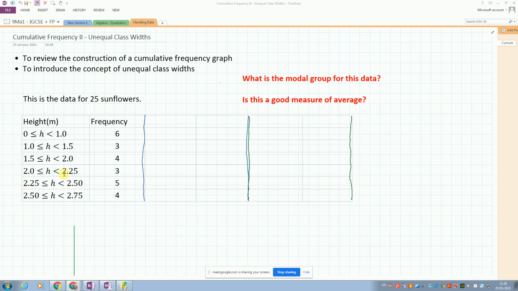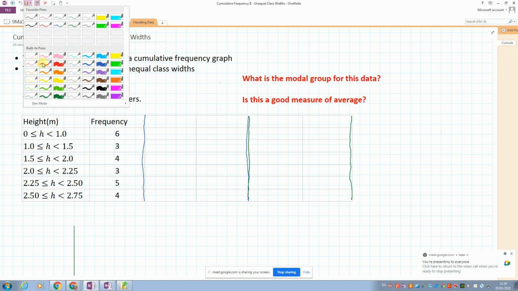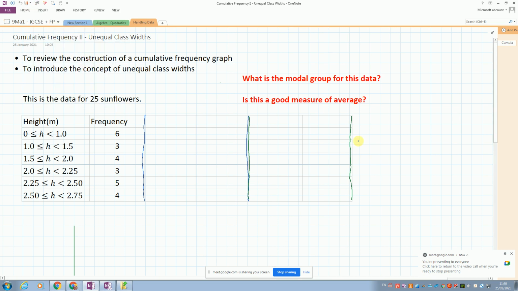So the actual number of sunflowers being represented are being grouped together in a bigger group there. And it's not really fair to compare different sized groups. Okay? So the different sized groups prevents us from using the mode at the moment. So we're not going to talk about the mode. The rest of it we've done before. So this is the modal group, and the reason it's not good is because the groups are not the same width.